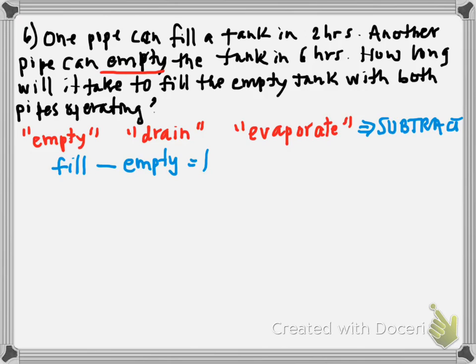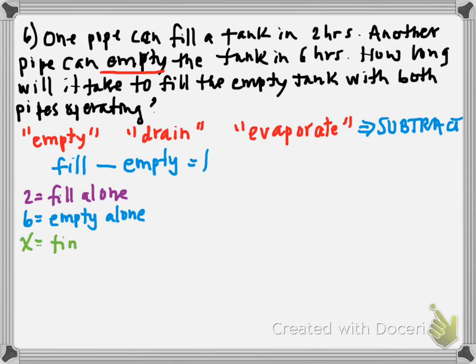So back to our issue here. 2 hours is fill time. So that's fill alone, basically. And then we have 6 hours is empty alone, meaning if the empty guy was working all by himself, it would take 6 hours to get the job done. So the question is, what's the time together? So if they're operating at the same time, where one thing is filling and the other thing is emptying, how long is that going to take?